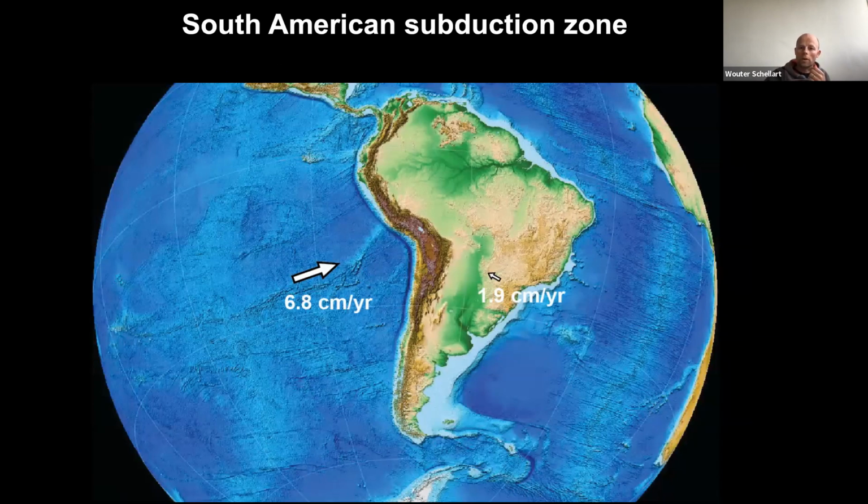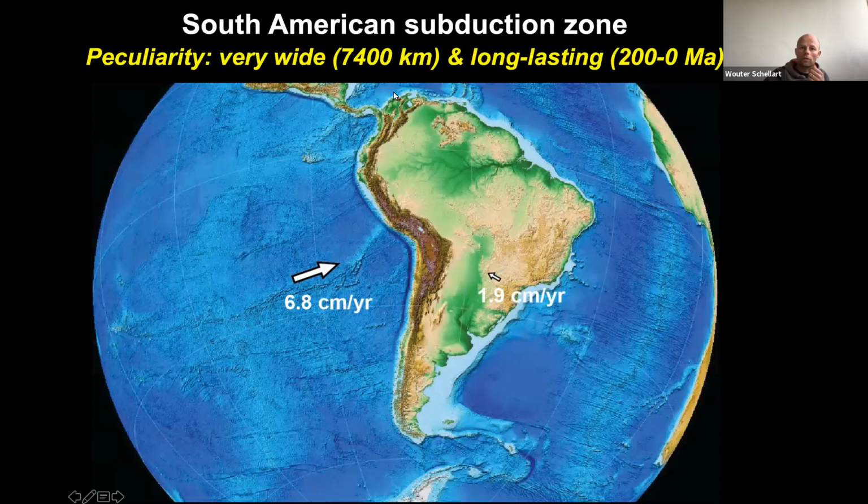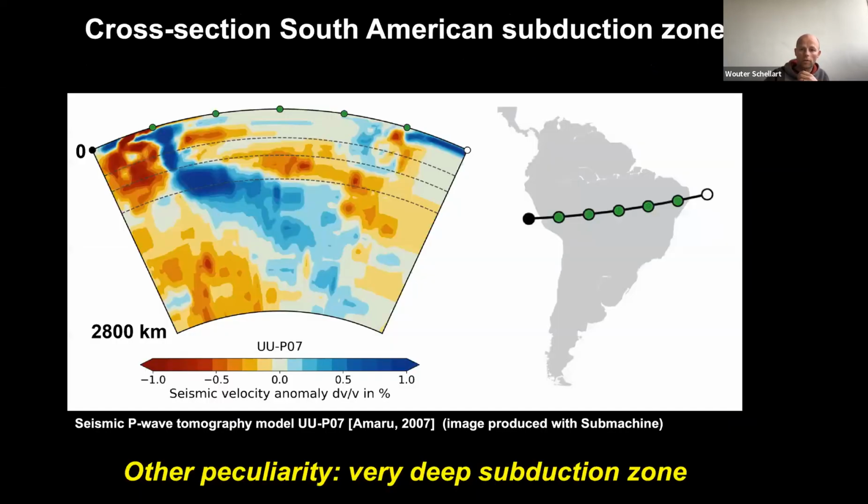Well, first, as I already mentioned, it's very wide, 7,500 kilometers from north to south, measured along the trench here. And it's also very long lasting. It's been active for at least 200 million years. Geologists argue it's been active at least since the early Jurassic and possibly already since the Triassic. So long-lasting continuous subduction here along the trench. So those are two peculiarities.